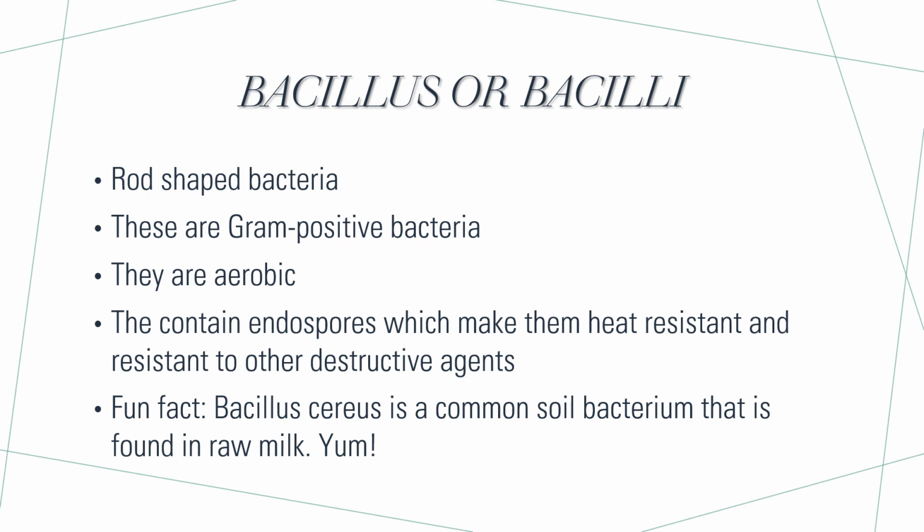As I said, these are your rod-shaped bacteria, kind of look like little cylinders. They are a gram-positive bacteria. They are aerobic, which means they do need oxygen. This type of bacteria contains endospores, and what these do is, in unfavorable environments, they help them survive, so it makes them more heat resistant or resistant to other destructive agents.